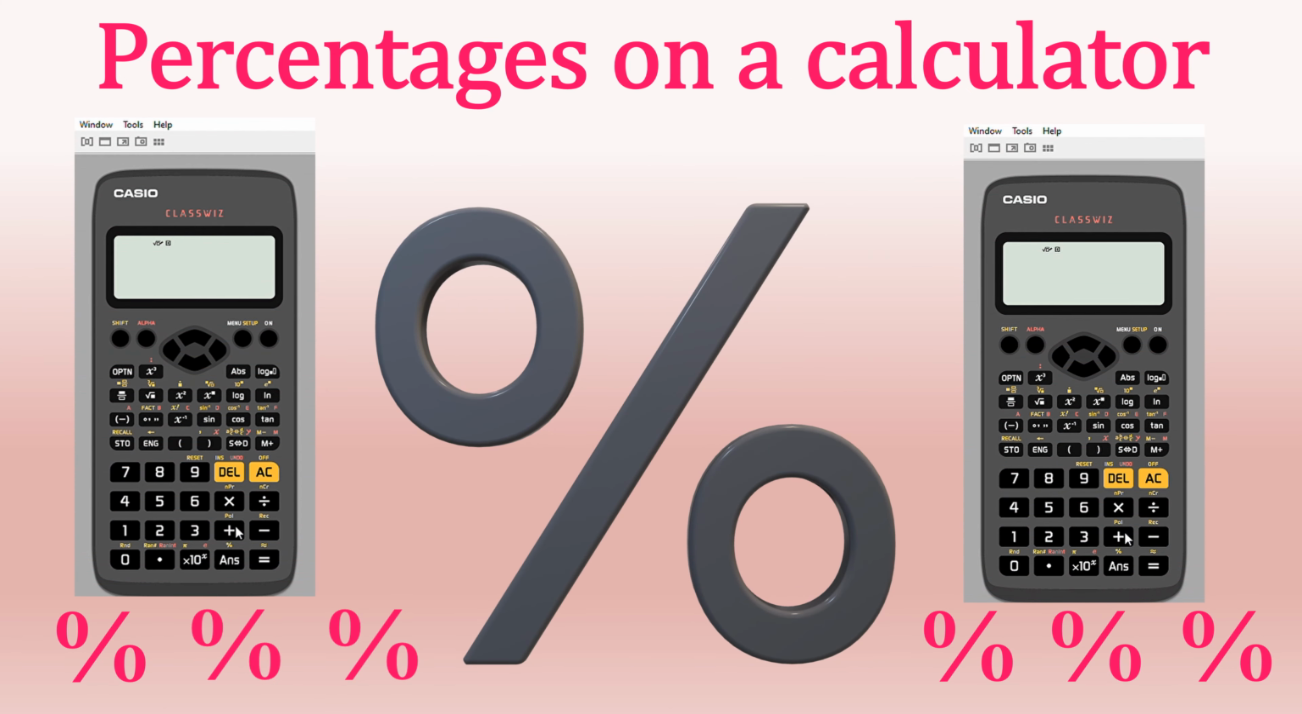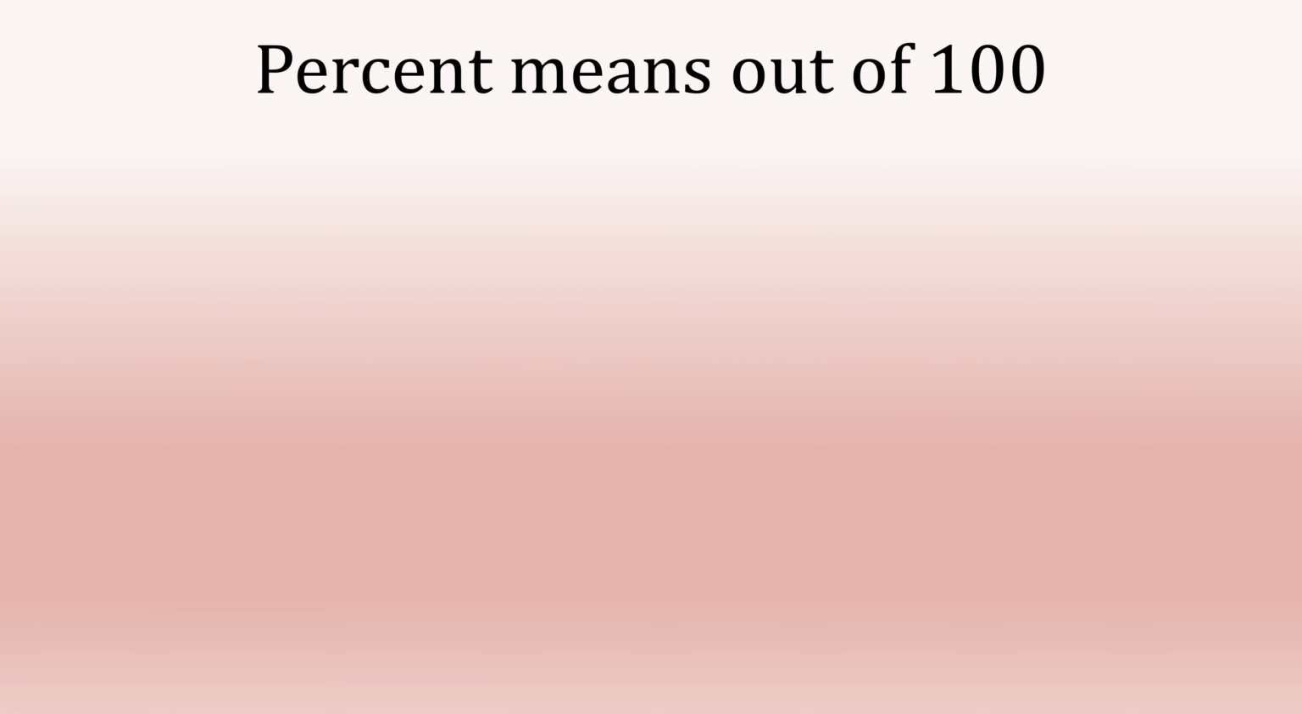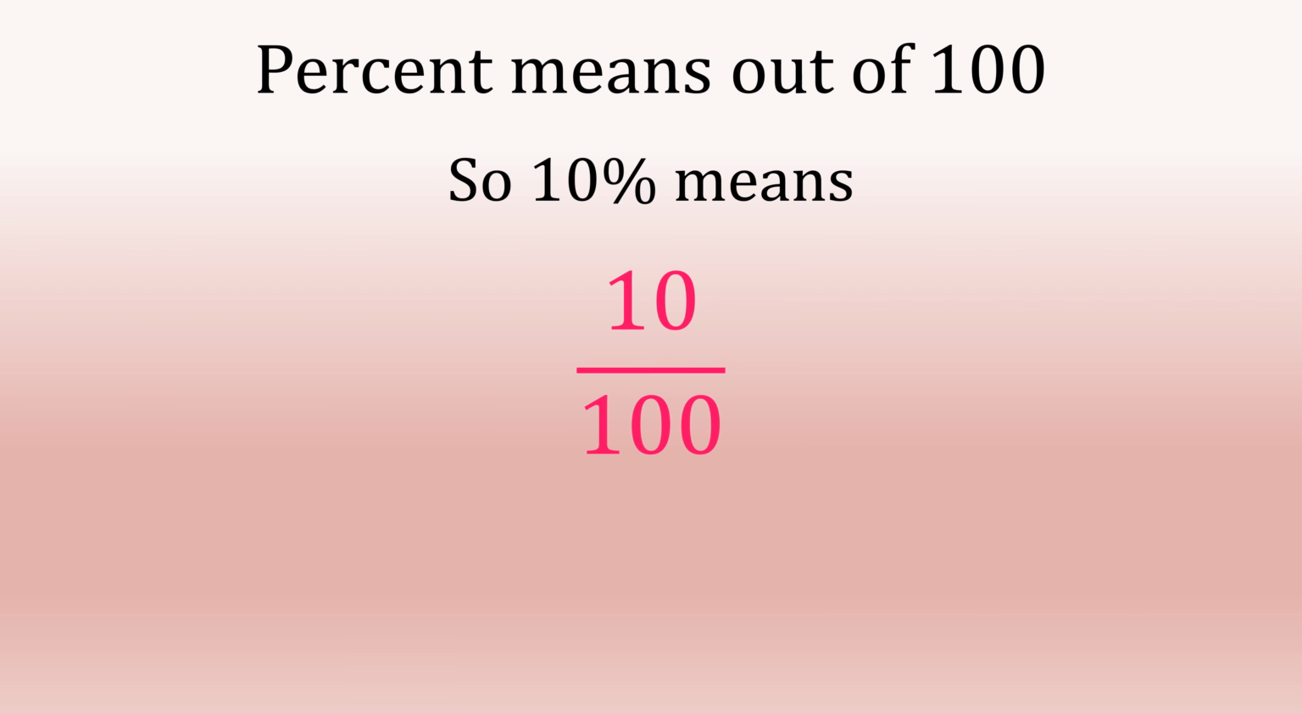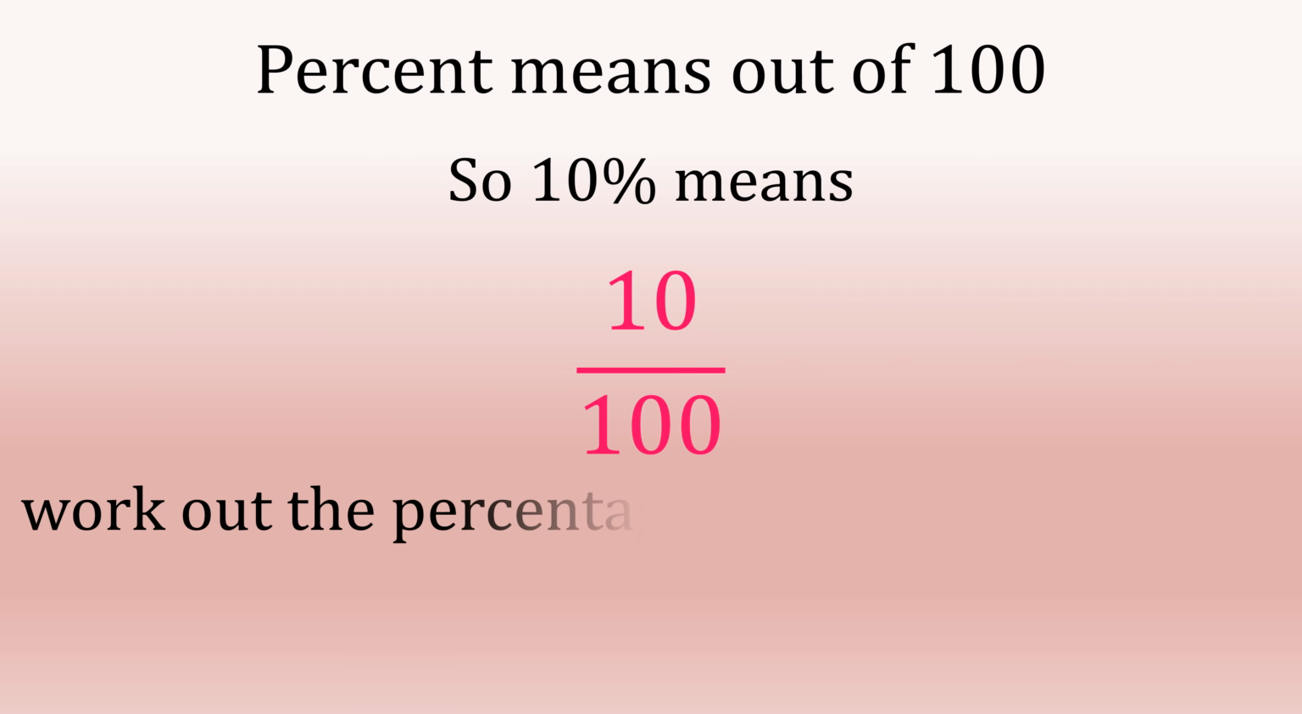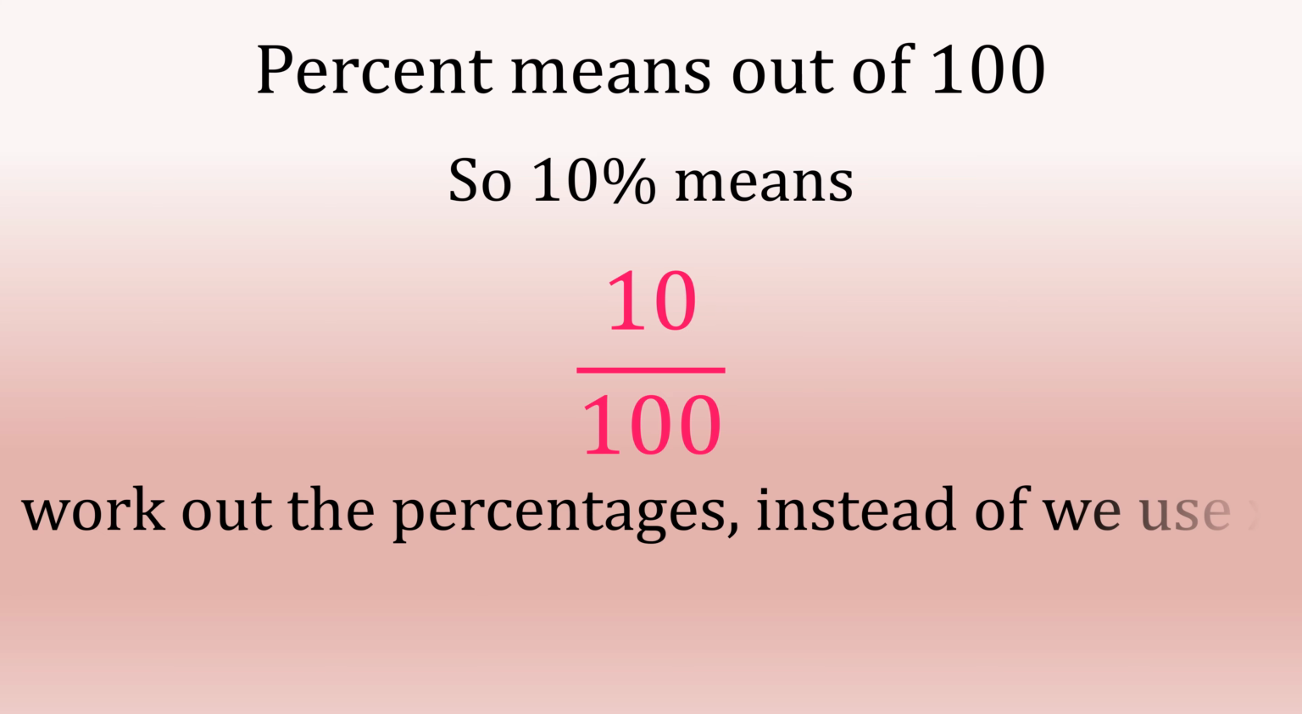Percentages on a calculator. Percent means out of 100. So 10% means 10 over 100. And so when we work out the percentages, instead of "of", we're going to say times.